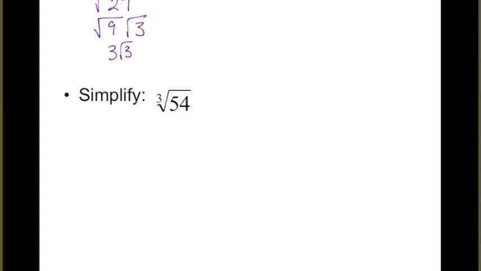So when we're simplifying a cube root, we would be looking for a perfect cube that goes into this number. A perfect cube is something times itself 3 times. So 2 cubed is 8. 8 does not divide into 54. 3 cubed is 27, and that does go into 54. So we're going to separate this out and make it cube root of 27 times cube root of 2. Same way we did for square roots, just now we're working with a cube root.